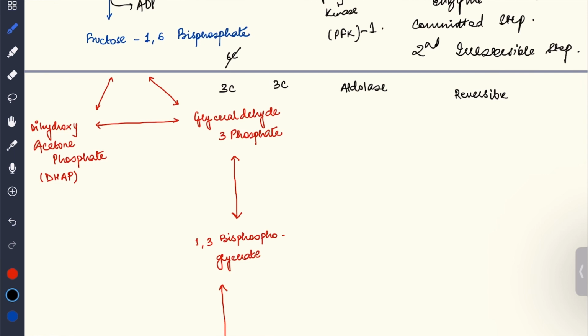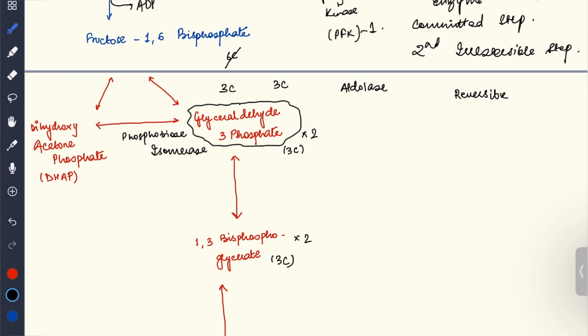Now both are 3 carbon compounds, so there will be isomerization, and this is done by phosphotriose isomerase, a 3 carbon sugar isomerase, right? So glyceraldehyde 3 phosphate is my main compound which I am getting. Now from here I will continue. I have now 2 into 2 into 2 into 2. Whatever I get will be 2 compounds from here because all are 3 carbon. We had 6 carbon, so we divided it into two 3 carbon compounds.